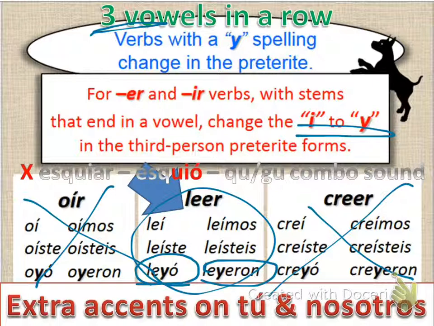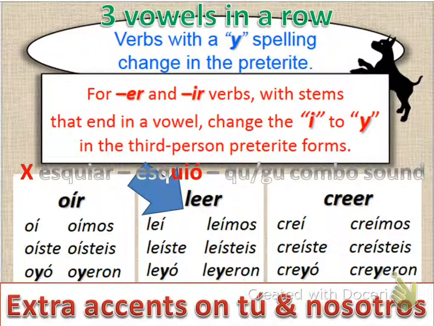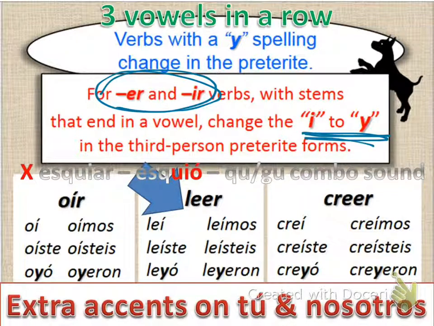One verb that we've run into is the verb esquiar, where the yo or the el usted form ends up being esquió. So the u, the i, and the o, yes, I know are three vowels. But when we have qu and gu together in Spanish, we never hear that u sound. So they're seen as combination letters, and you don't make the stem change here. You're going to learn later that this only applies to er and ir verbs. So only er and ir verbs have this i to y change. So esquiar wouldn't fall under that category of verbs. When we do more later, we'll come back to that.